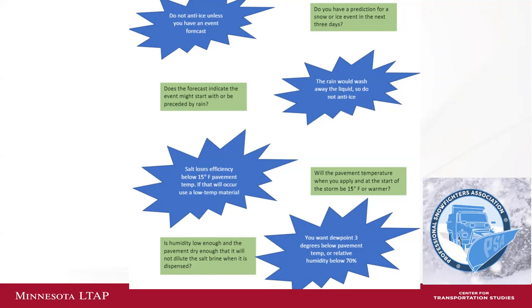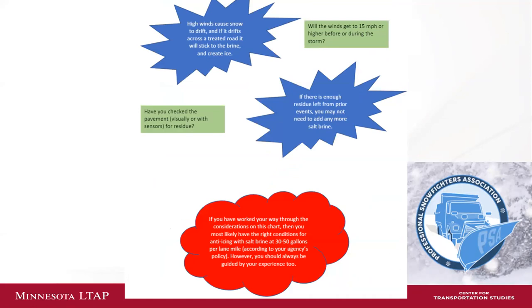Okay, then we need to think about the winds again. Will the winds get to 15 miles an hour or higher before or during the storm? And if so, putting down that chemical might cause blowing snow that's blowing across the roadway to stick, and you're just creating ice. So if it's going to be a windy snowfall, don't apply anti-icing.